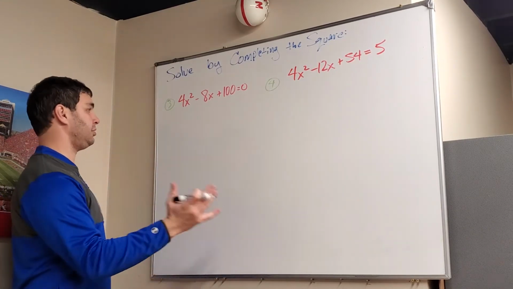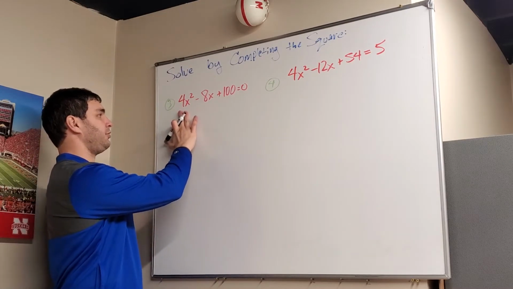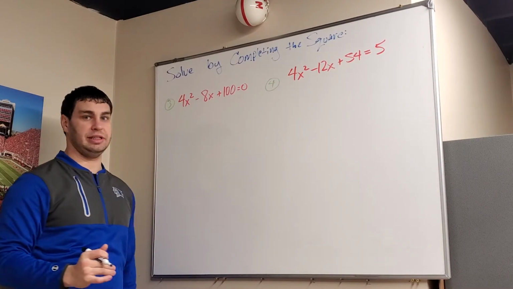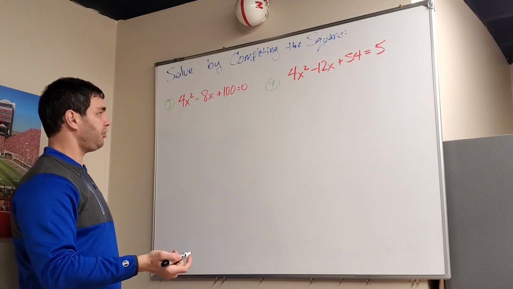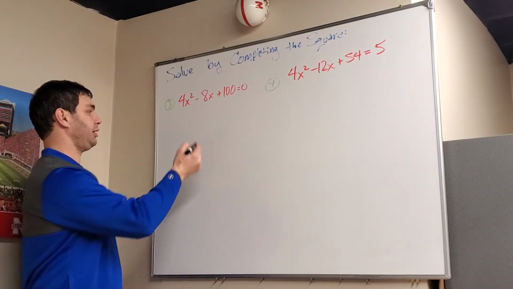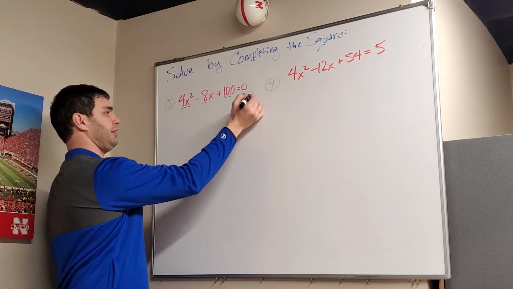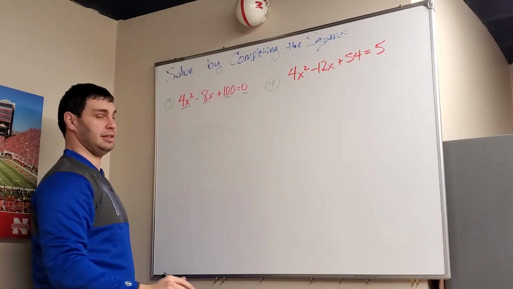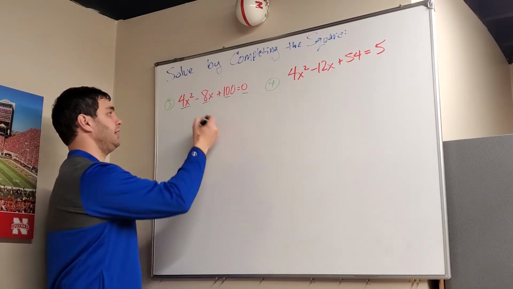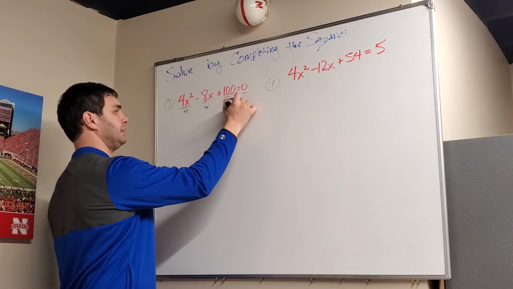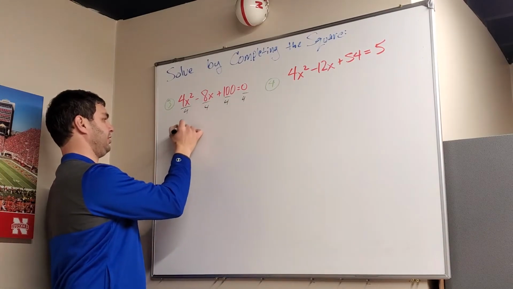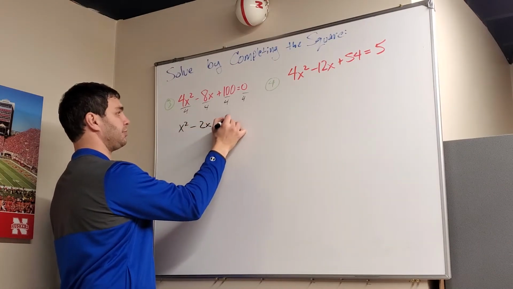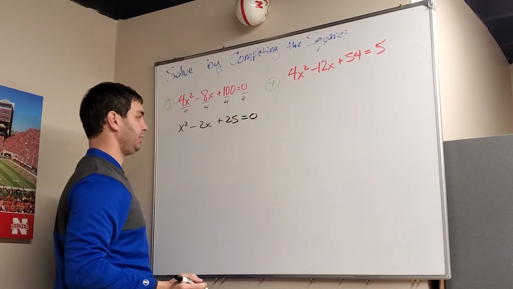This first one, I guess number 3, we have 4x squared minus 8x plus 100 equals 0. A couple things we need to do first is it's all divisible by 4. We can divide everything by 4, including the 0. That's why it's an okay math move, because we're doing it to both sides of our equal sign. So let's do that. And what does this give us? It gives us x squared minus 2x plus 25 equals 0.